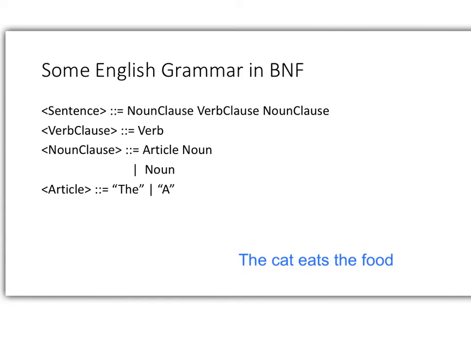Another example is the cat eats the food. Here, the cat is a noun clause, eats is a verb clause, and the food is a noun clause. And those 3 combine together to make a sentence. And that's pretty much all we can do with this grammar.